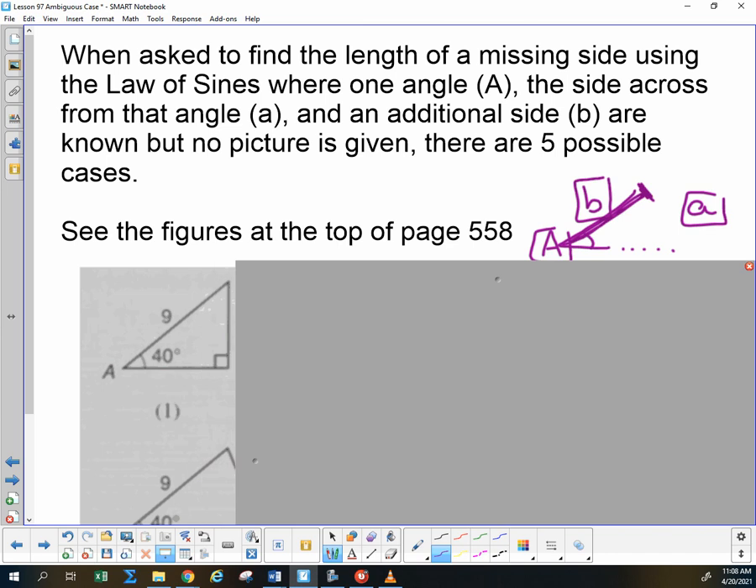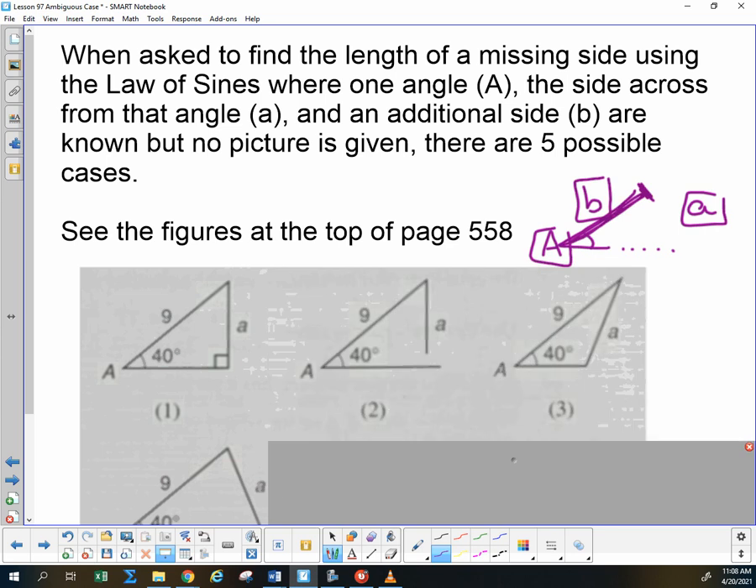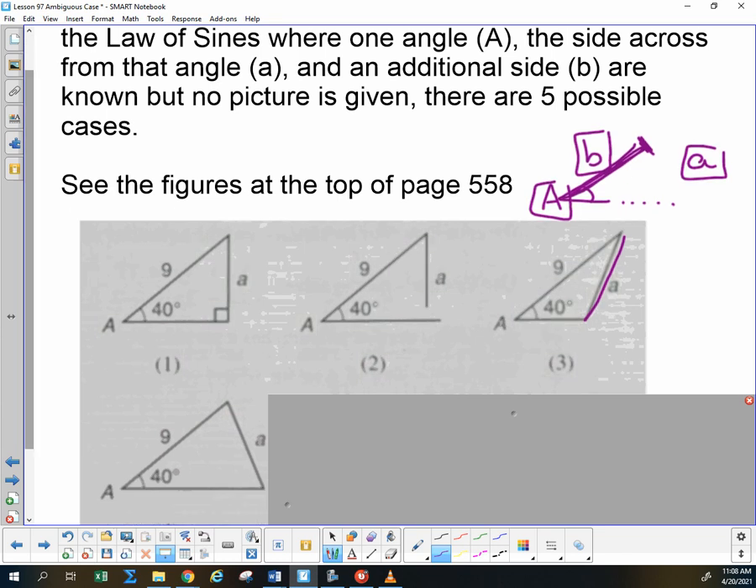Maybe it needs to come straight down as a right angle. Maybe it needs to angle in like you see right here. Or maybe it needs to angle out somewhere over there. So maybe it angles in and I got an obtuse right here. Maybe it angles out and I have an acute angle right here.